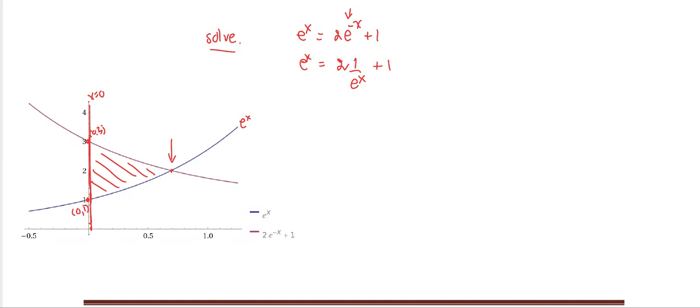So multiply all by e to the x to get rid of the denominator. And we know that e to the x is never 0, because of the range of the exponential function. So multiply all by e to the x. We get e to the x times e to the x equals 2 plus e to the x. e to the x times e to the x is e to the 2x, equals 2 plus e to the x.